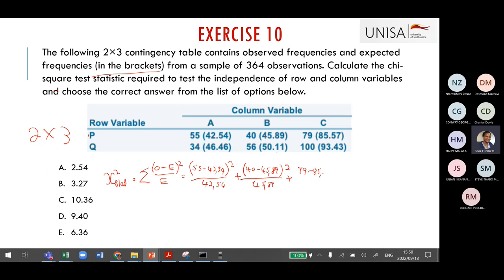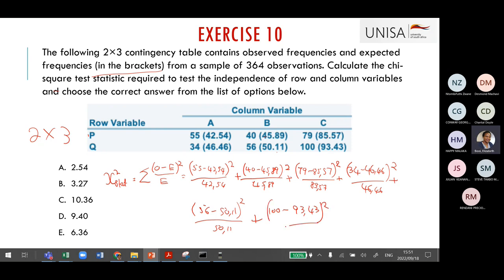79 minus 85.57 squared, divide by 85.57, plus, and then we go to the bottom, 34 minus 46.46 squared, divide by 46.46, plus 56 minus 50.11 squared, divide by 50.11, plus 100 minus 93.43 squared, divide by 93.43, and you will find the answer. Once you have worked out all of them and add them together, you will find the test statistic. That's all they want you to do.